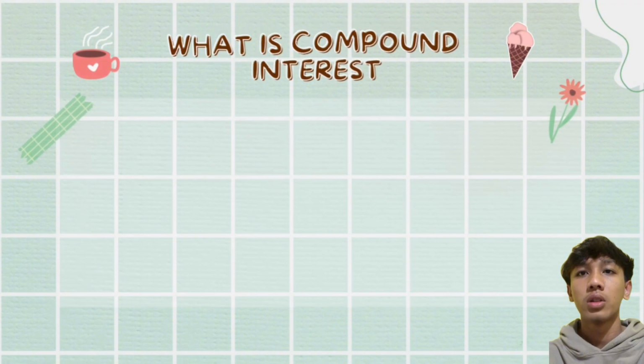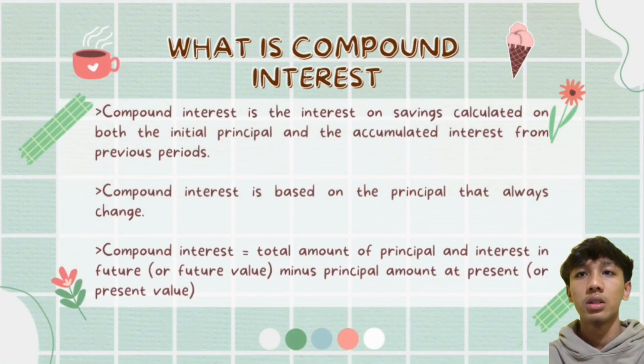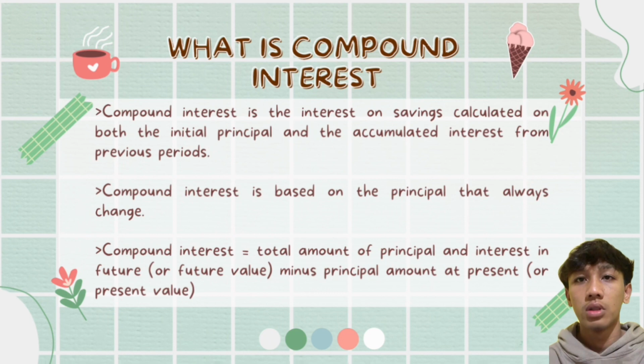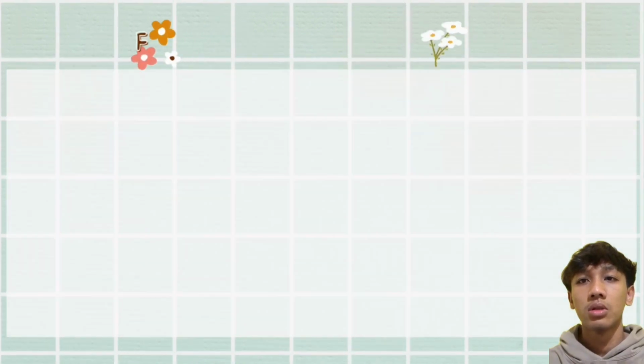What is compound interest? Compound interest is the interest on savings calculated on both the initial principal and the accumulated interest from previous periods. Compound interest is based on the principle that it always changes. Compound interest equals the total amount, principal and interest in the future, or future value, minus the principal amount at present, or present value.